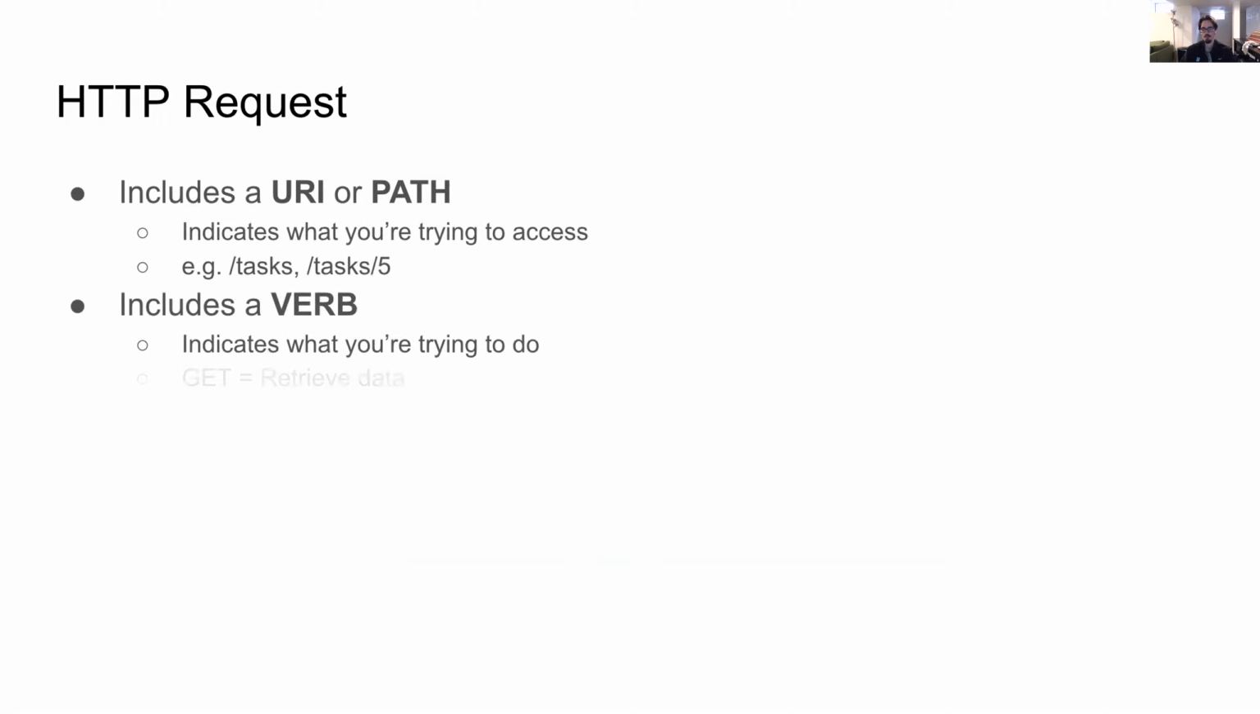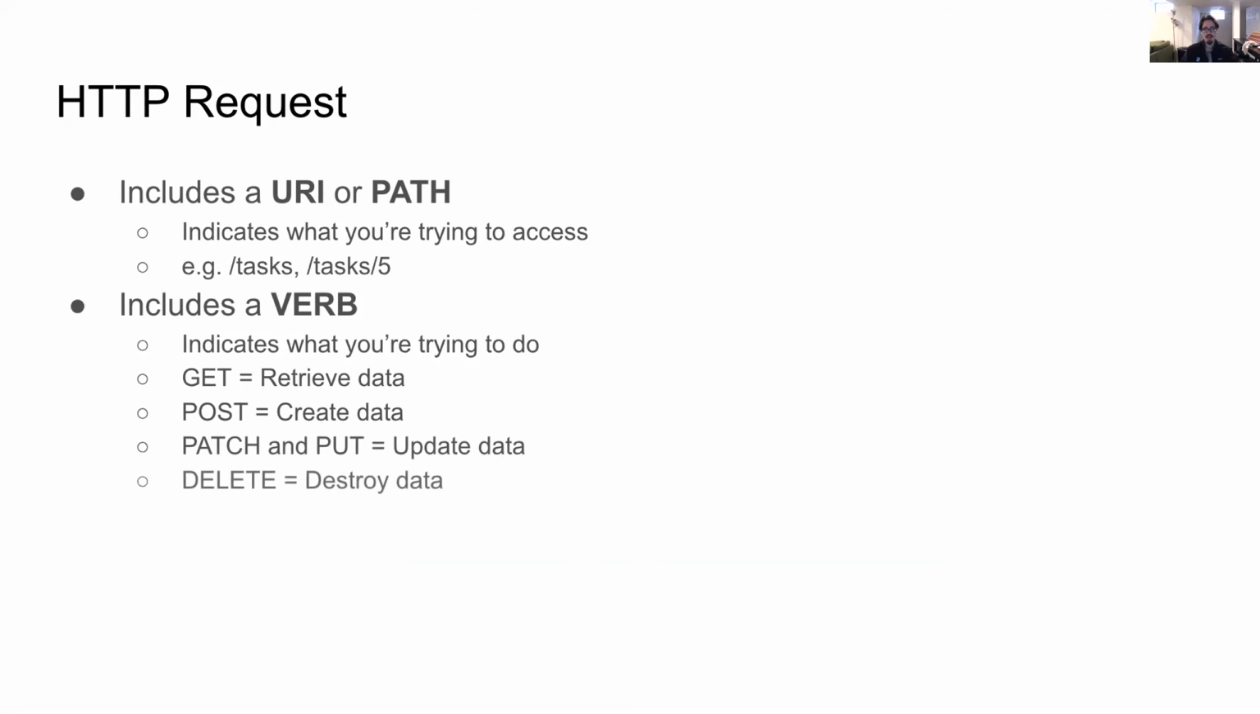You all did a great job walking me through this. Now what we're doing here is we're mapping these verbs to actions. So a get means we're trying to retrieve something. Post is we're trying to create something. Patch and put, we're trying to update something. And delete, we're trying to destroy something. So to Jennifer's point, both patch and put do an update. And patch is updating part of a resource, and put is updating the entire resource.